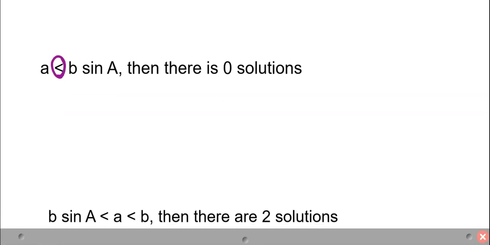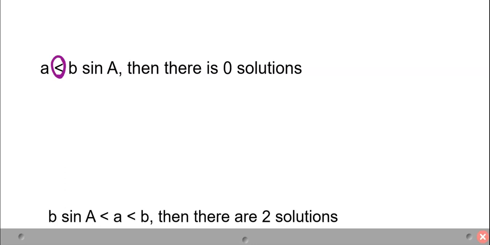Our last one is, if the 3 above here do not work, then we look at this last one here. B sine of A is less than A, which is less than B. Or A is going to be between B sine of A and B. And we should have 2 solutions. So one of those things is going to happen.